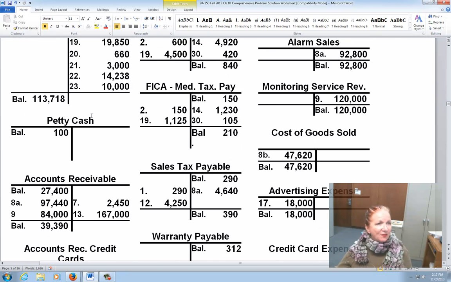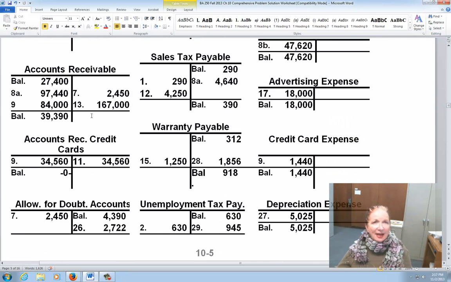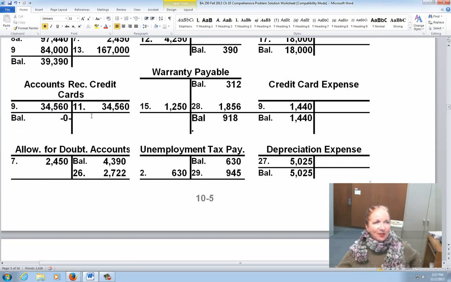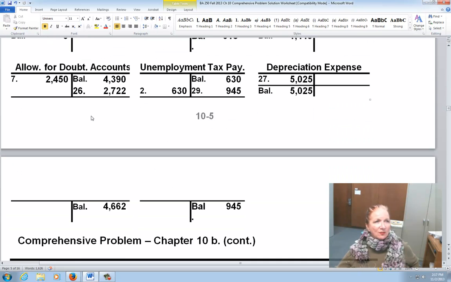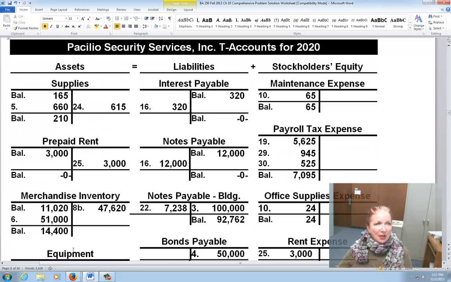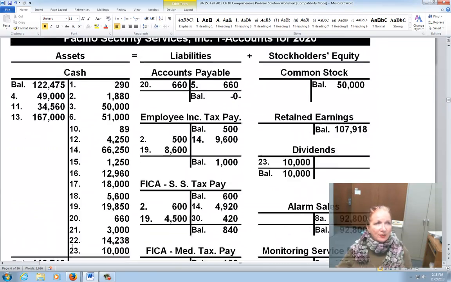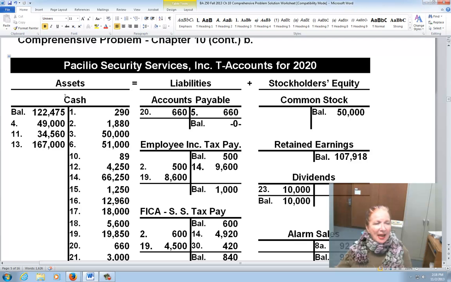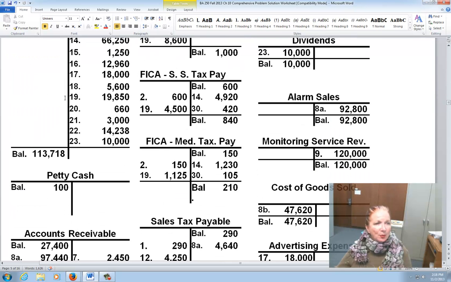So cash is first, petty cash is second, accounts receivable is third, accounts receivable credit cards is fourth, allowance for doubtful accounts is fifth, supplies is sixth, prepaid rent. Whoever is typing these just wants to type straight down and type them exactly in the order that they appear. And then you can decide to put in the balance.